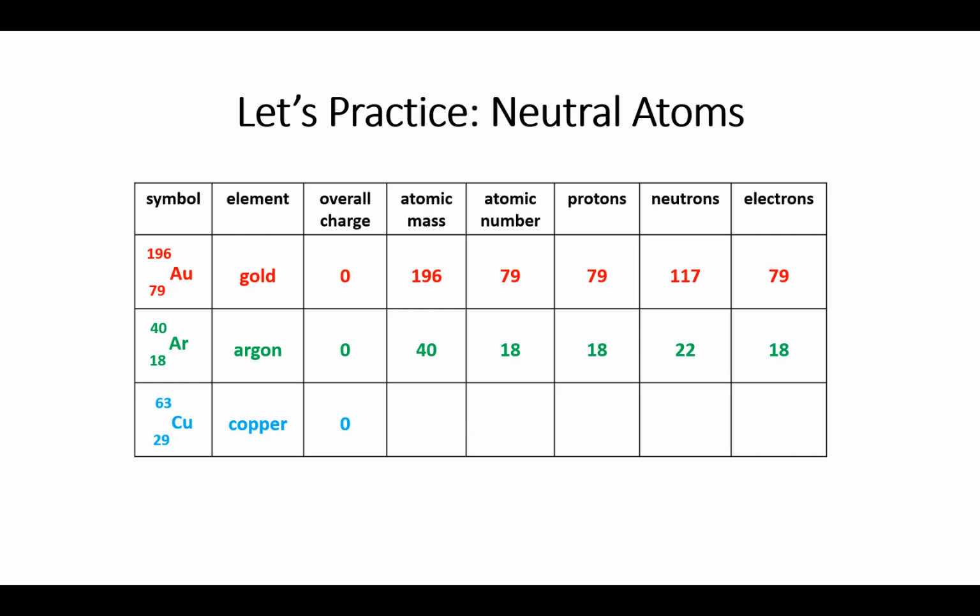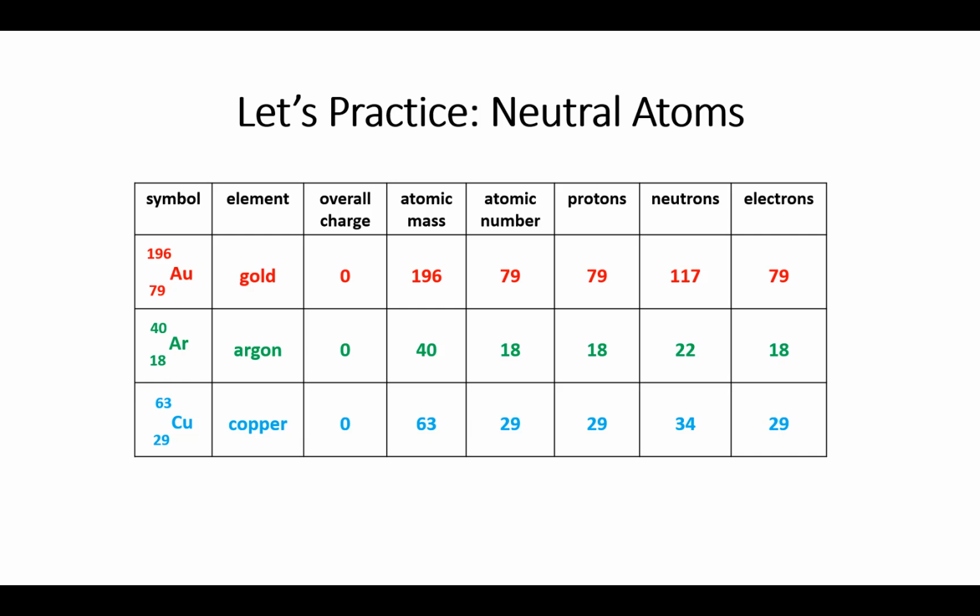Here comes our last row. For copper, take a moment, write down what's the atomic mass, what's the atomic number. Mass is 63, atomic number 29. Last step on this chart, stop the video, take a moment. Can you figure out the protons, the neutrons, and the electrons? Awesome. Hopefully that was some good practice for you for neutral atoms. Let's make it a little wee bit harder now.